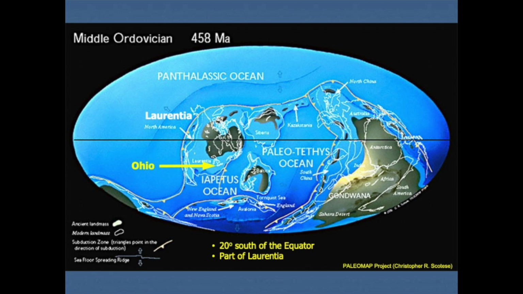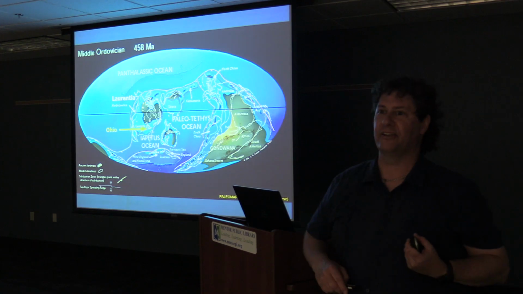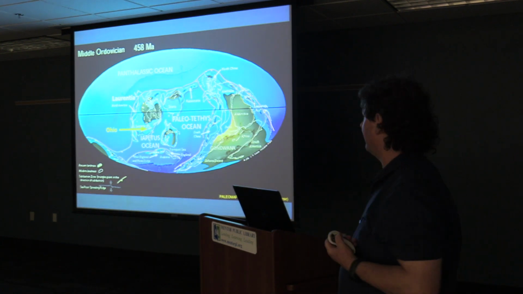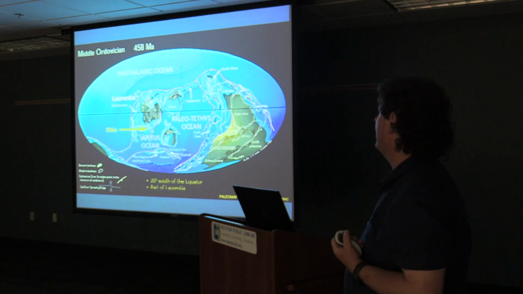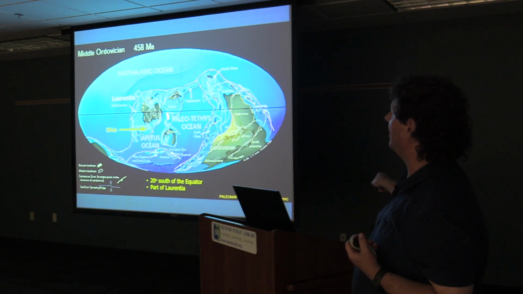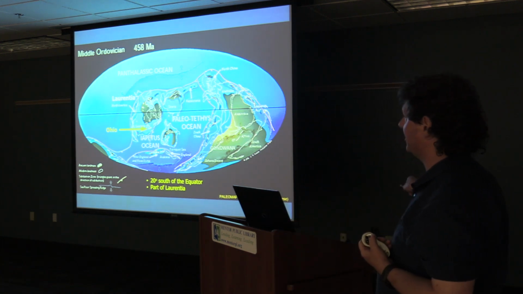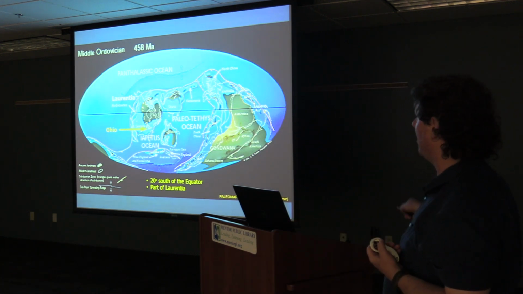Well, what would become Ohio? Here we are, down there. First of all, you'll notice we're south of the equator by about 20 degrees in a warm tropical sea. And we're part of a continent called Laurentia that would eventually become North America. But at the time, it didn't look anything like us. And in fact, we were underwater here.